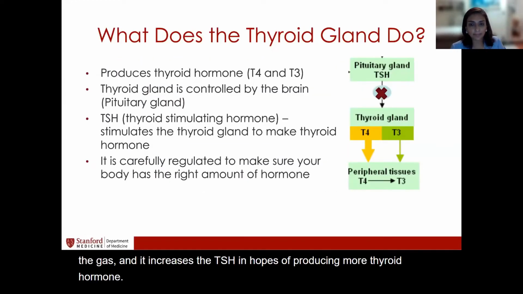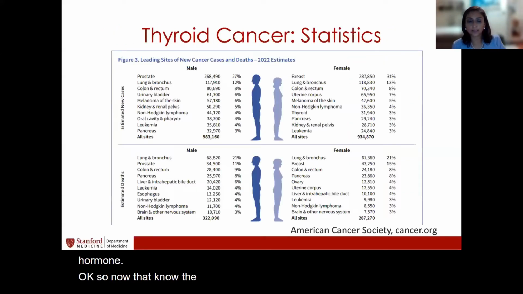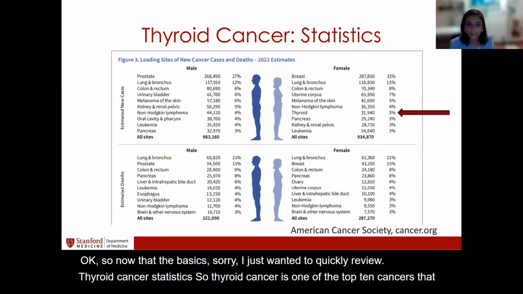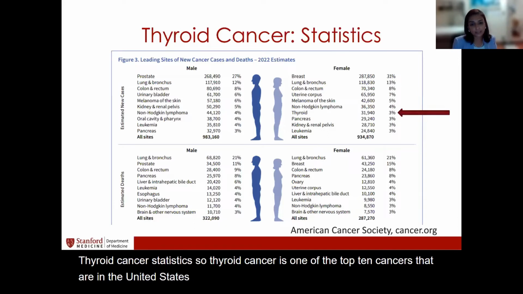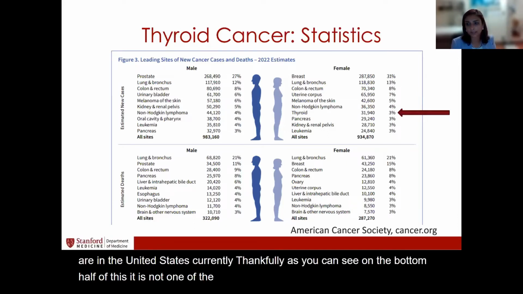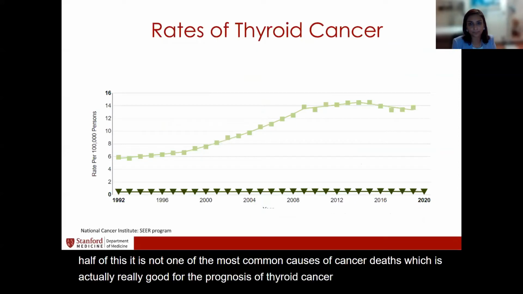Okay, so now that we know the basics, I just wanted to quickly review thyroid cancer statistics. Thyroid cancer is actually one of the top 10 cancers in the United States currently. Thankfully, as you can see in the bottom half of this, it is not one of the most common causes of cancer deaths, which is really good for the prognosis of thyroid cancer overall.